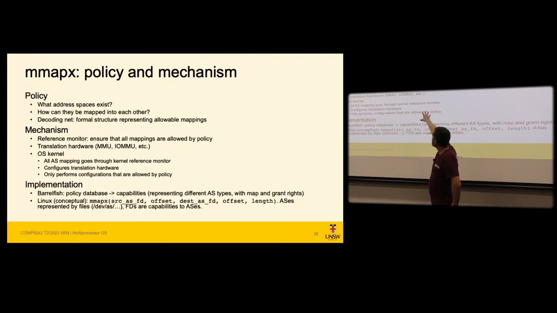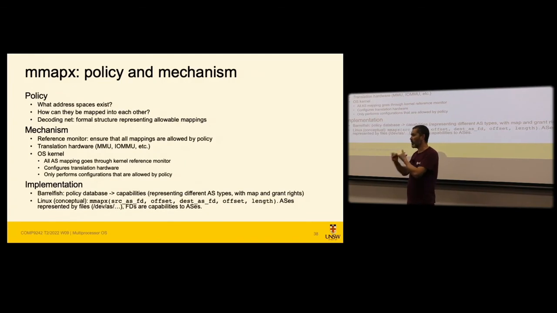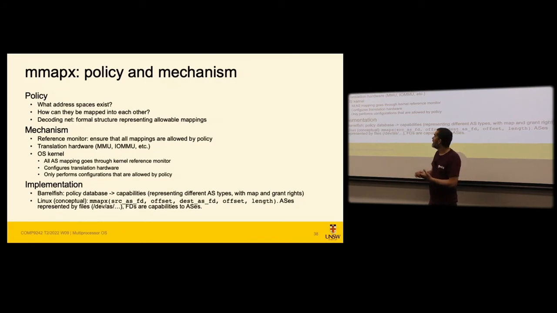And so in this case, the reference monitor needs to make sure that any mappings that are attempted are allowed by the policy. So all mappings have to go through the reference monitor. Now in this case, the reference monitor consists of two things. It consists of all the translation hardware in the system, so the MMU, the IO MMUs, the system MMUs, etc., and then the OS kernel.